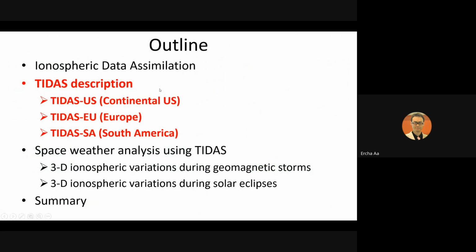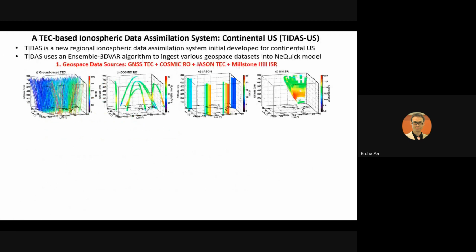So I'm going to give a brief description. The very first version of TIDAS was developed for the continental US and adjacent regions. We did this for two reasons. The first of all is the ample data coverage. There are very dense ground-based receivers over the continental US, over 2,000 GNSS ground-based receivers. So ample data availability, that's the first reason.